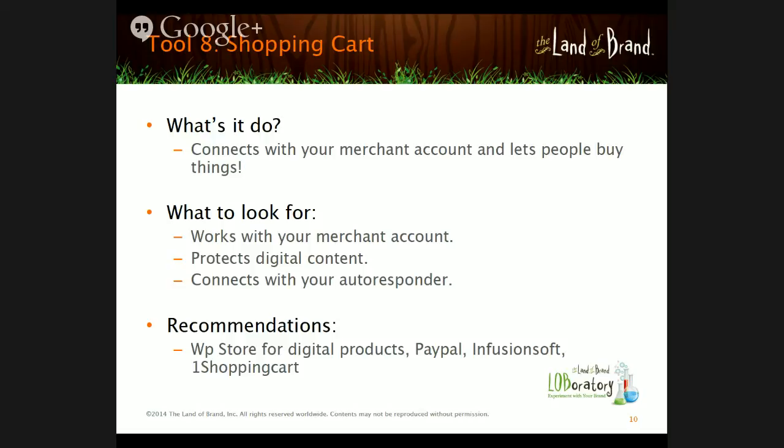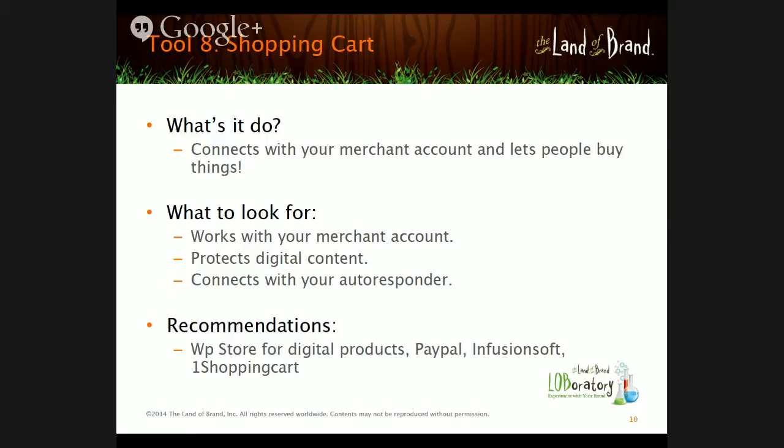OneShoppingCart.com is not my favorite, but it's my favorite lower price point shopping cart. It has an autoresponder integrated into it. You can add people to lists based on what they've purchased, which is a huge plus. The only reason it's not my favorite is that the interface is just not as user-friendly as it could be. That could have changed because I don't think I've been in One Shopping Cart for maybe a year at the very least. So they may have changed, but the last time I was in it, their interface was still very clunky, just hard to use. And then WP Store for digital products.